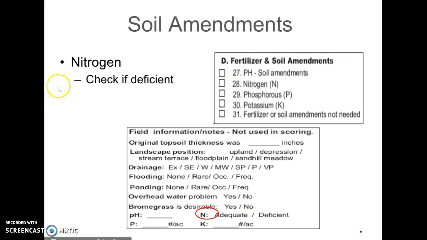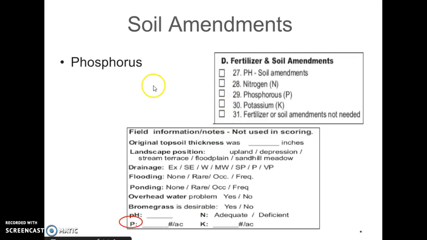So this one is the simplest one that there is. It tells you if you are deficient, it means you don't have enough nitrogen in your land, and you will check number 28. If it is adequate, you will not check it. Phosphorus is kind of another fertilizer, and if it is 60 or less, you will check number 29. You'll be given a number. If it is 60 or less, you will check number 29.